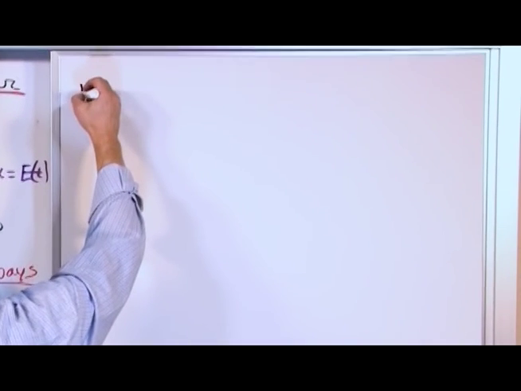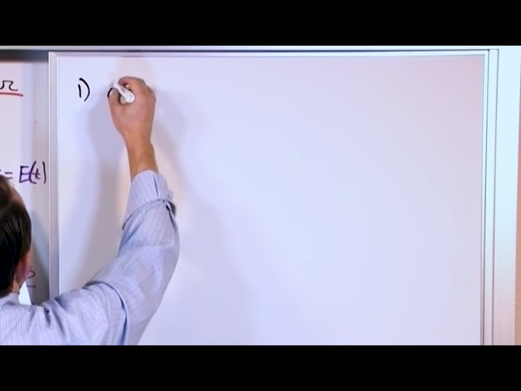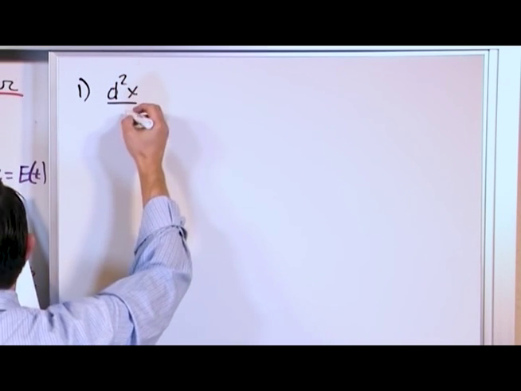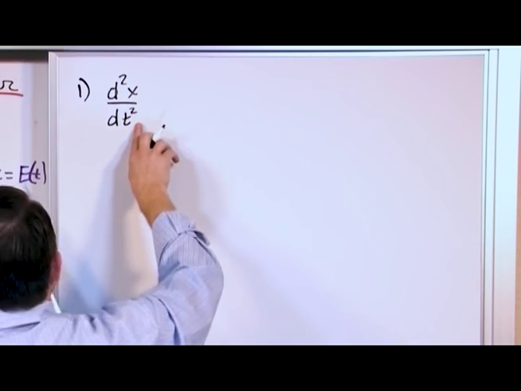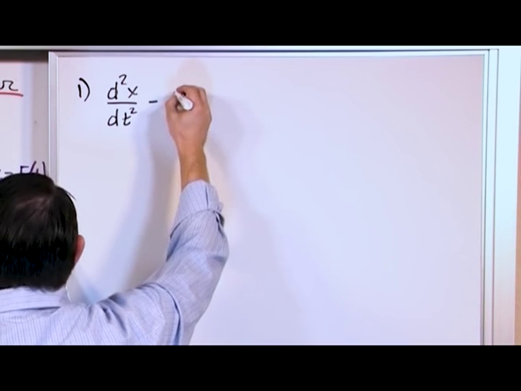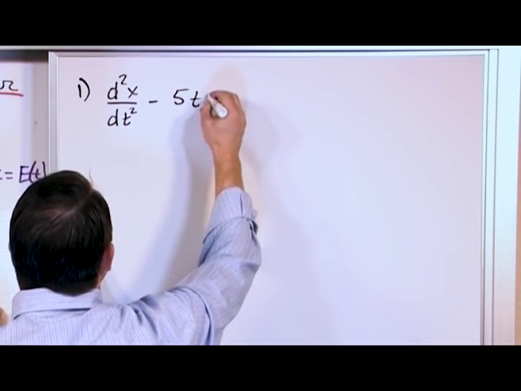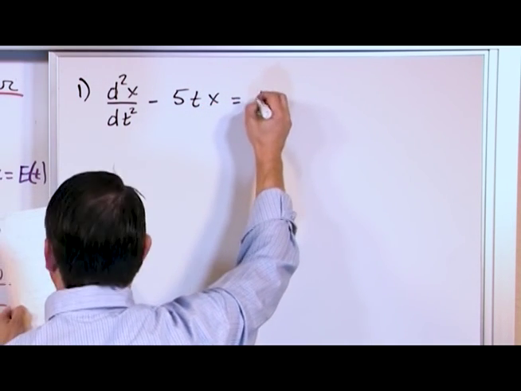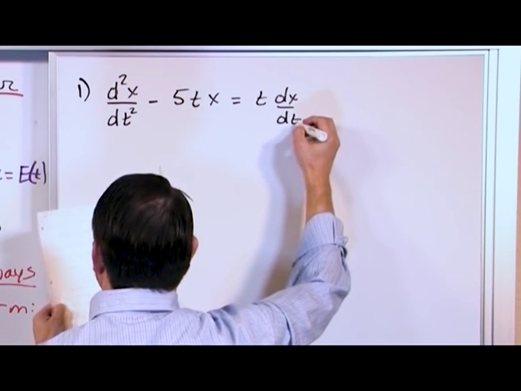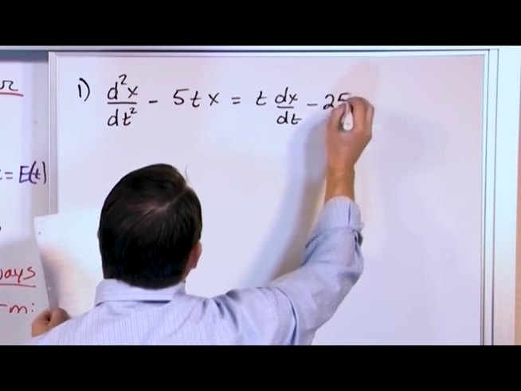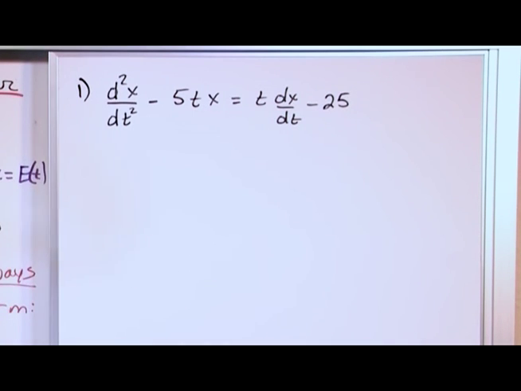So the first equation that we're going to look at, let's say we have d squared x, or I should say second derivative of x with respect to time, minus 5 times t times x equals t times dx/dt minus 25. And the question that you need to ask yourself is, is this linear or nonlinear? And if it's linear, we're going to further ask ourselves, is it homogeneous or is it not?